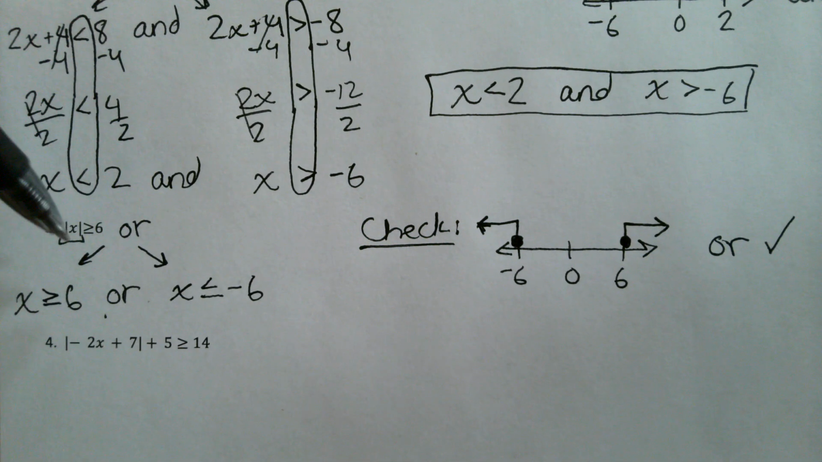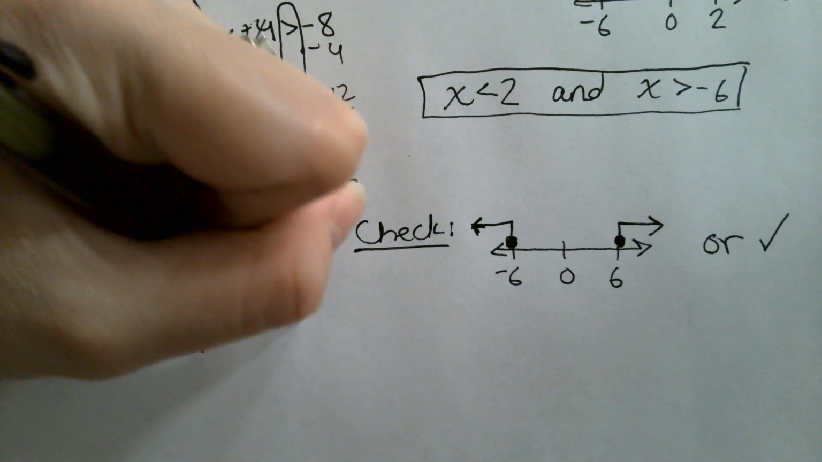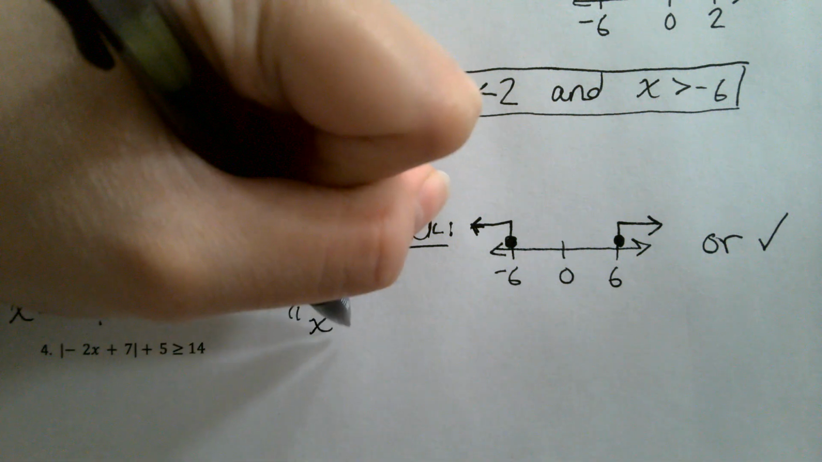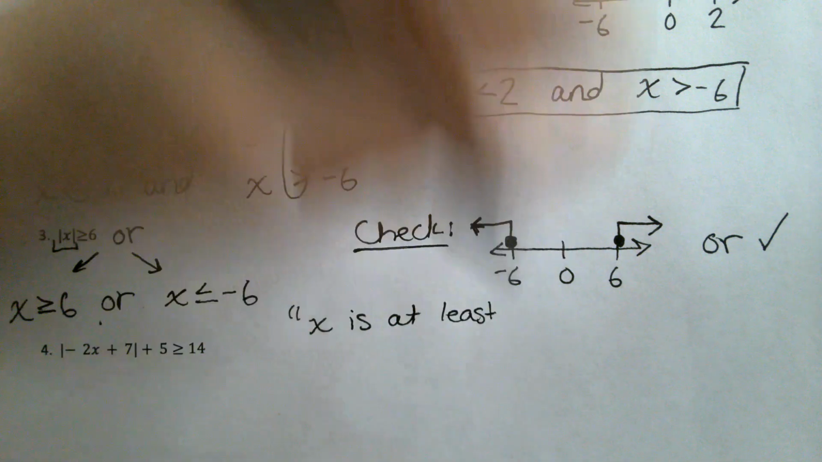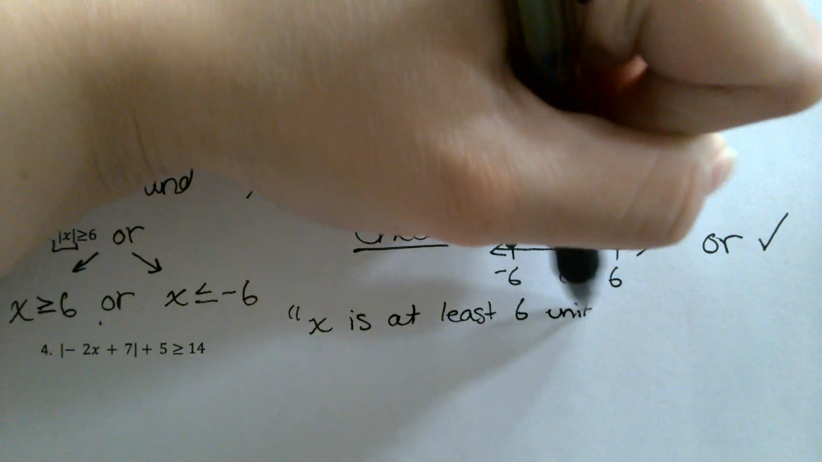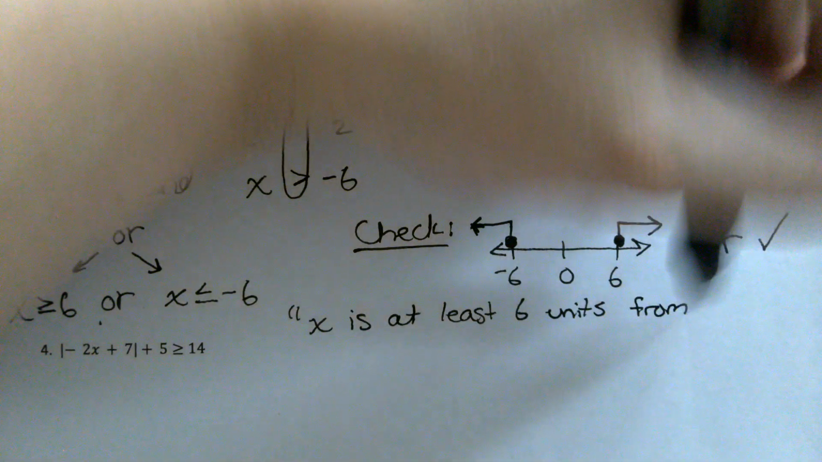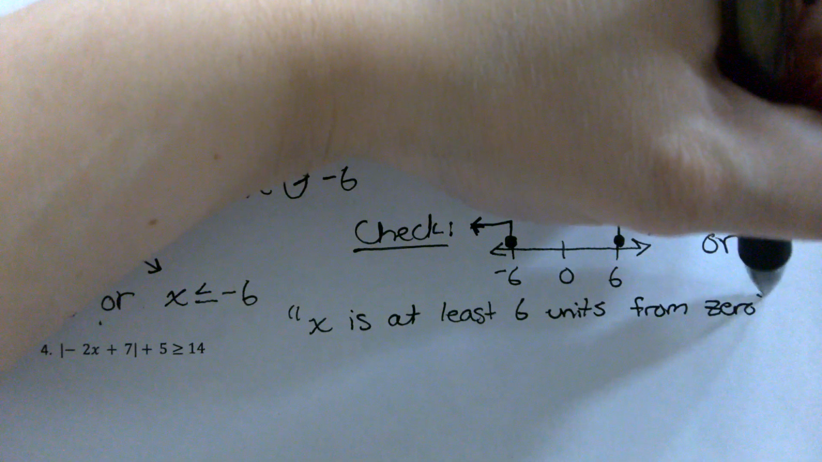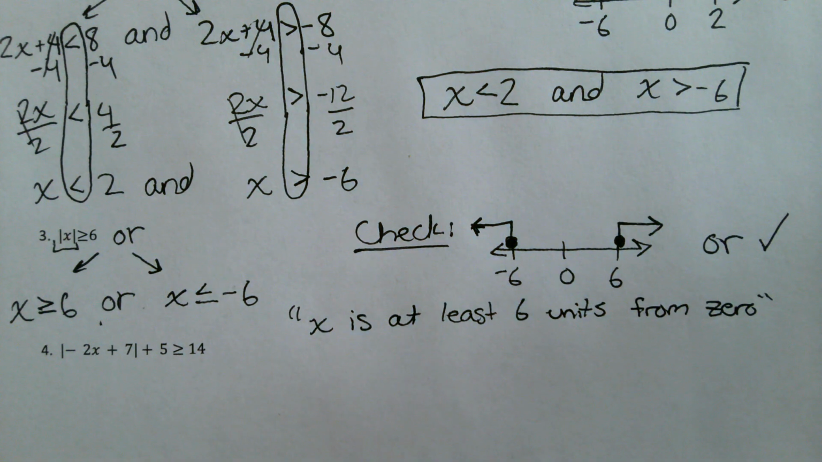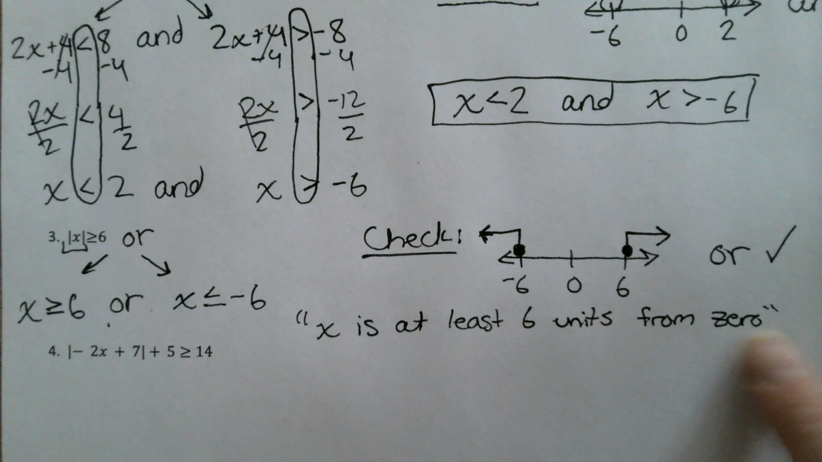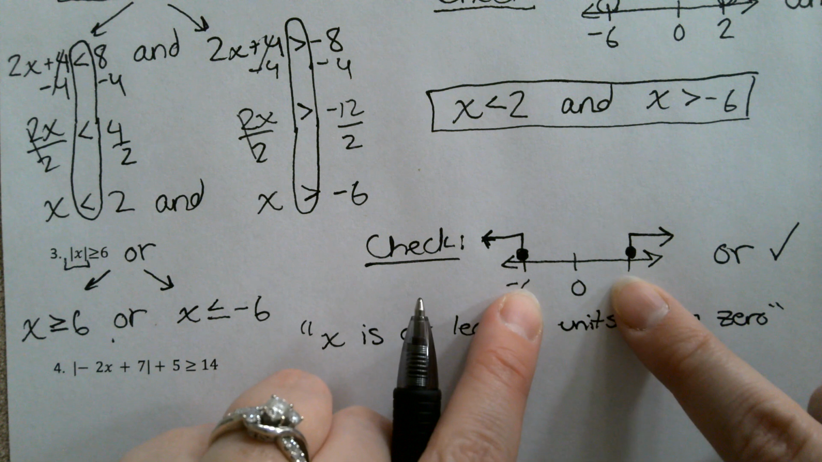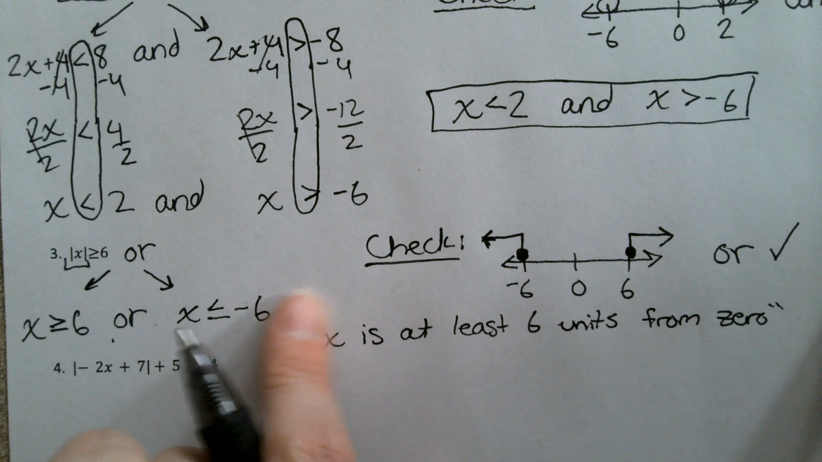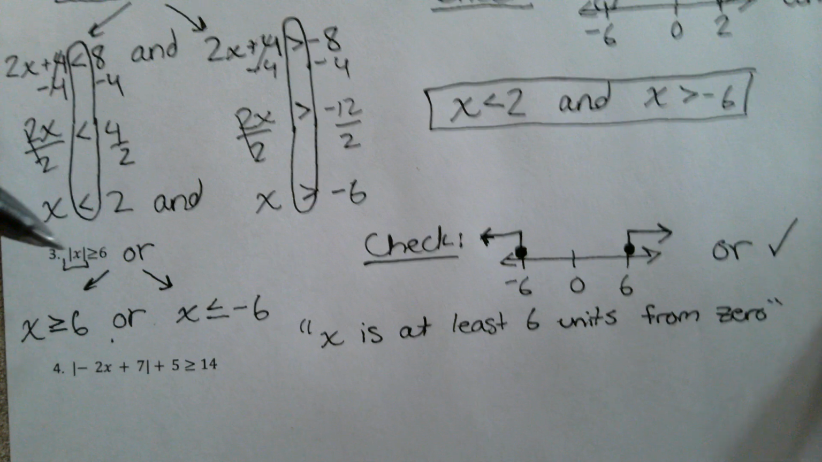What this means on the graph, I'm going to explain this like I kind of did with number 1. X is at least 6 units from 0. You could also say X is 6 or more units from 0. So, as you can see, the shortest distance that we can have here is the 6. After that, it just gets further and further away from 0. So that's what this is saying here.